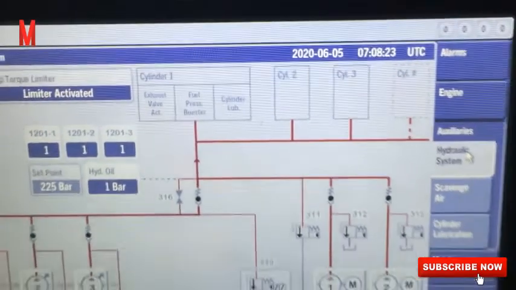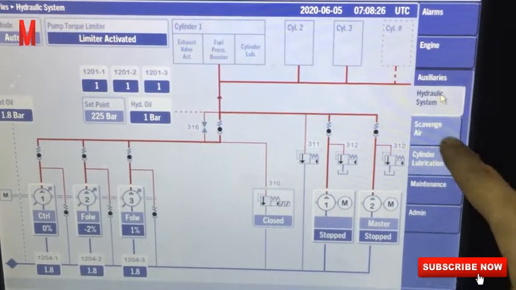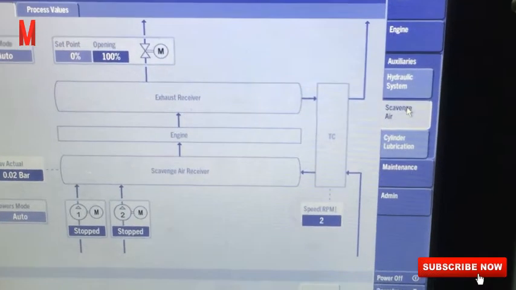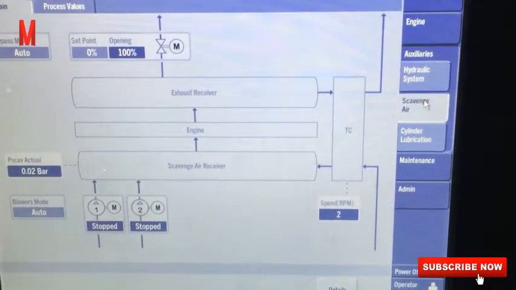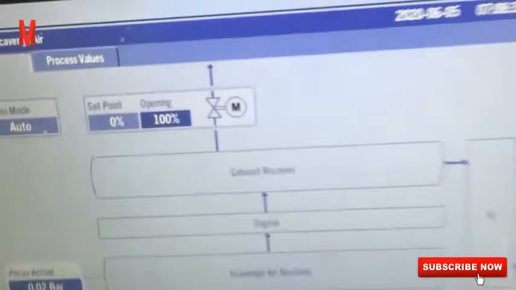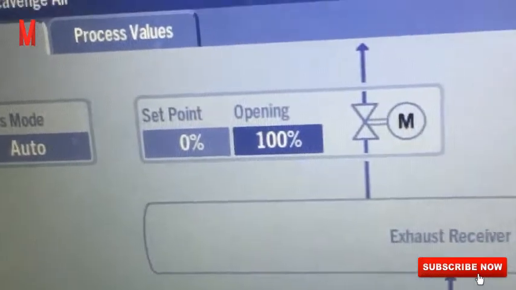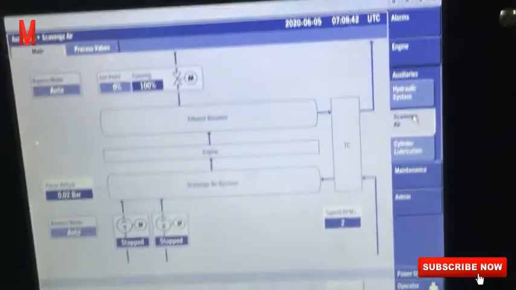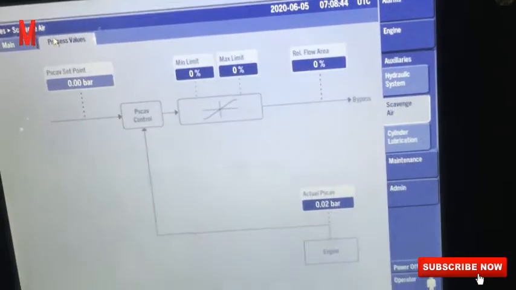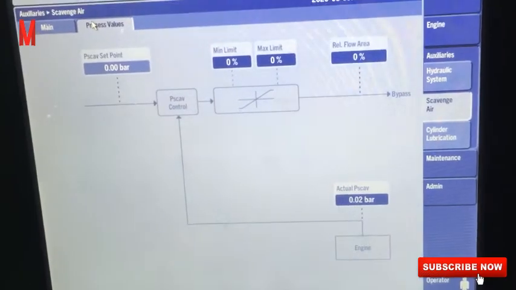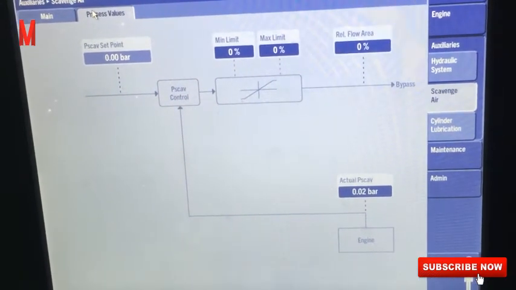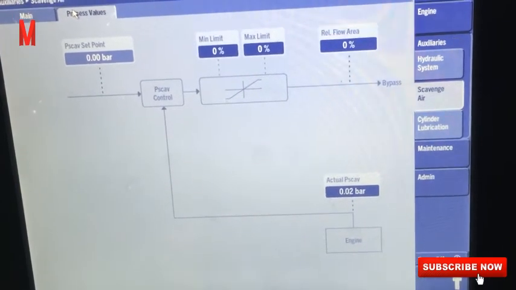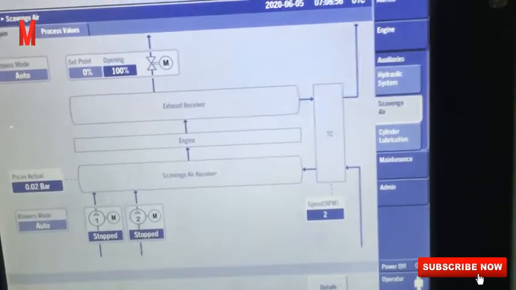In which yung electric motors muna, electric hydraulic motor muna yung aandar bago yung mga swash plate na hydraulic pumps natin na naka-couple dun sa chain ng main engine. Tapos we have the scavenge air. We can see that. And we can see here the process value. You can see here the set point and the process value.